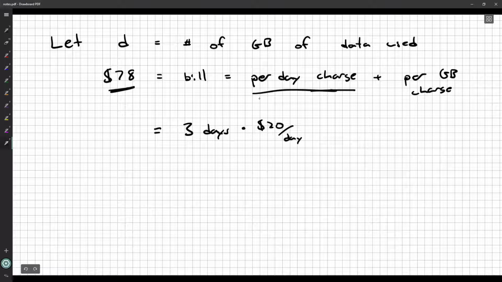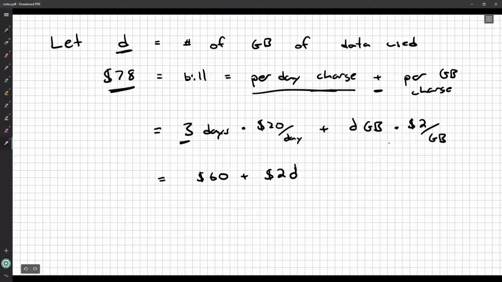So just staying at that hotel for 3 days, 3 times 20 should give us $60 on her bill. But there's also, we're setting up a nice little equation here, the per gigabyte. And we don't know how many gigabytes. So D gigabytes were downloaded. But we do know it's $2 per gigabyte. So if she used 5 gigabytes of data while she was there, 5 times 2, $10.